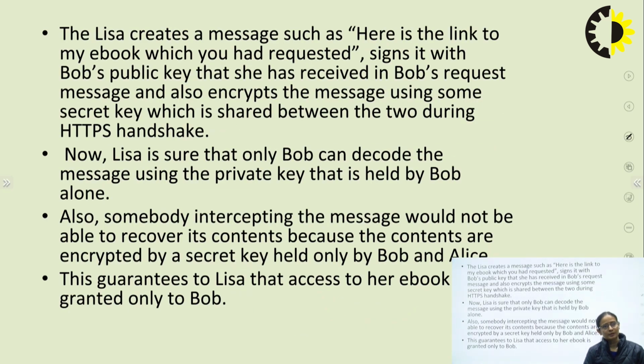So Lisa creates a message such as, here is the link to my ebook which you had requested. She signs it with Bob's public key that she received in Bob's request message, and also encrypts the message using a secret key which is shared between the two when the HTTPS handshaking is done. Now Lisa is sure that only Bob can decode the message using the private key. Also, if somebody is intercepting the message, he would not be able to recover the exact contents because he does not have the private key.